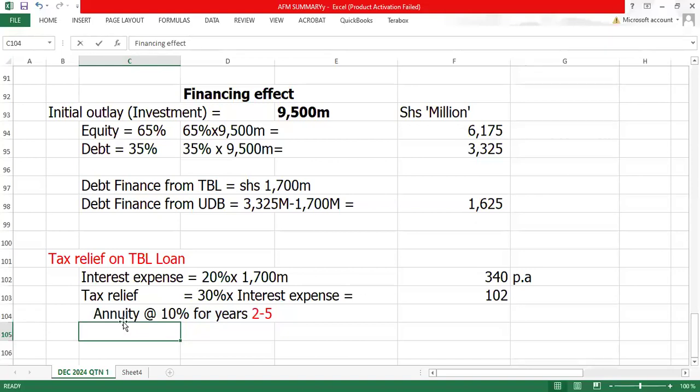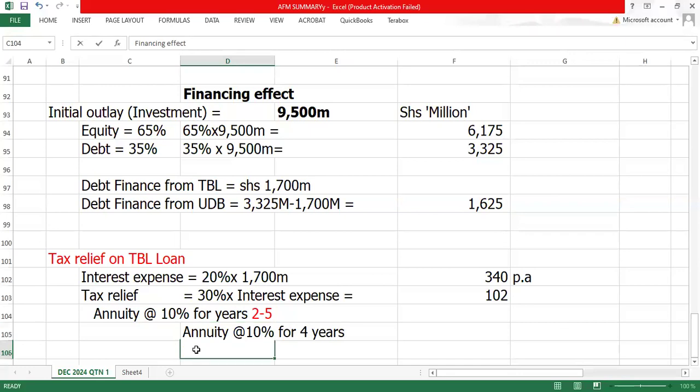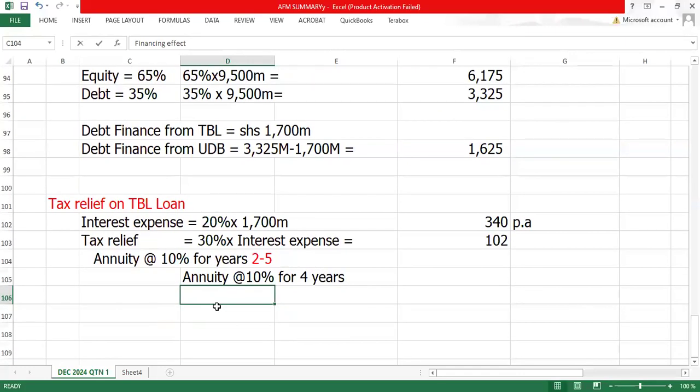Now, you will master this from practice. For me, if I'm doing this, I don't need to do it like this. I indicated this to explain, but as you do it, you just simply first put the annuity for 4 years. Then you also put the discount factor at 10% for year 1.